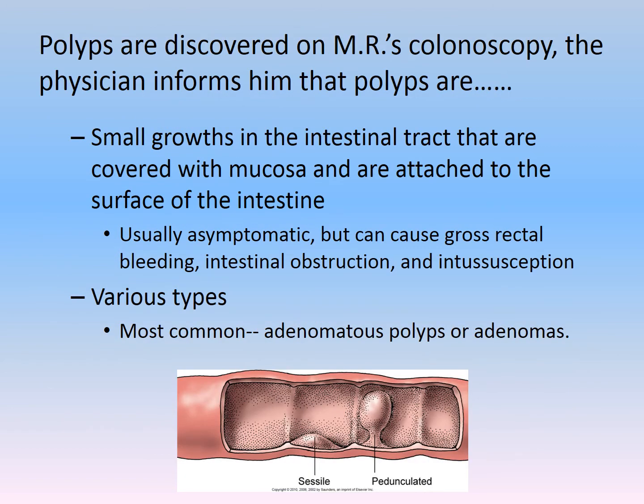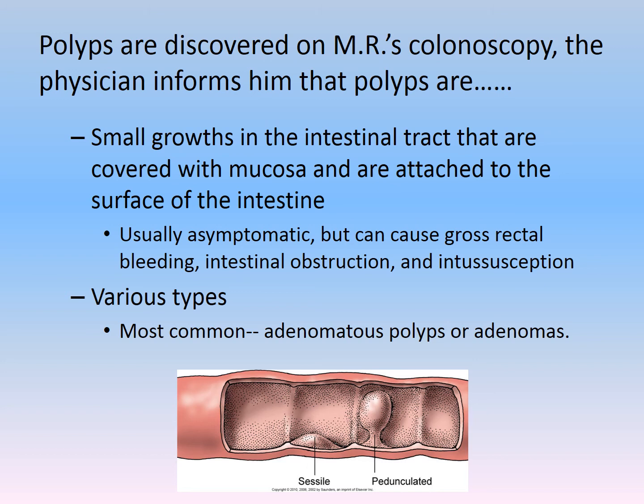Polyps are discovered on MR's colonoscopy, and the physician informs him that polyps are small growths in the intestinal tract covered with mucosa, and they are attached to the surface of the intestine. They're usually asymptomatic, but they can cause gross rectal bleeding, intestinal obstruction, and intussusception, where the intestine kind of pulls itself or telescopes on itself.